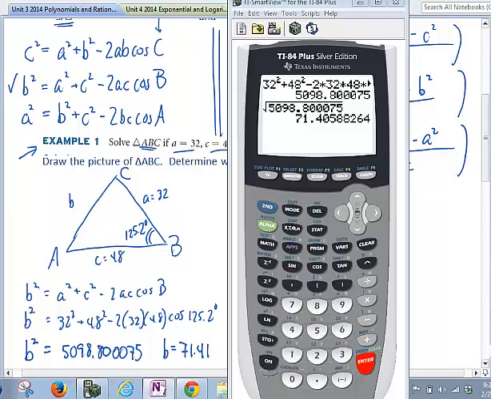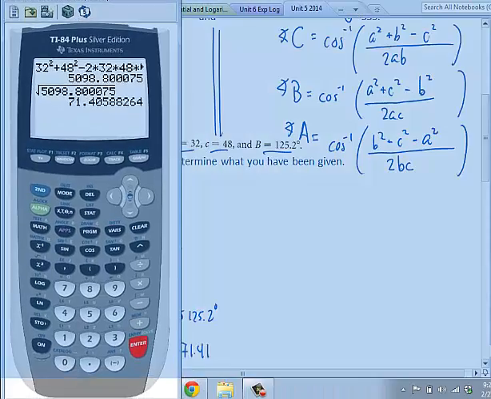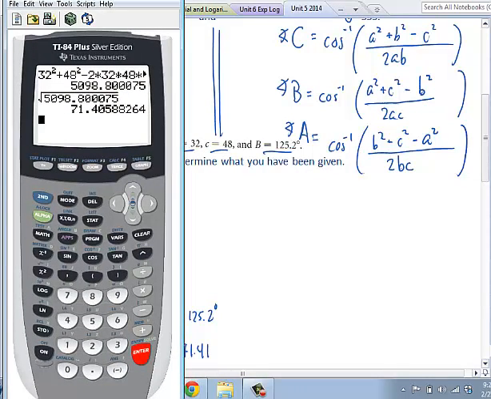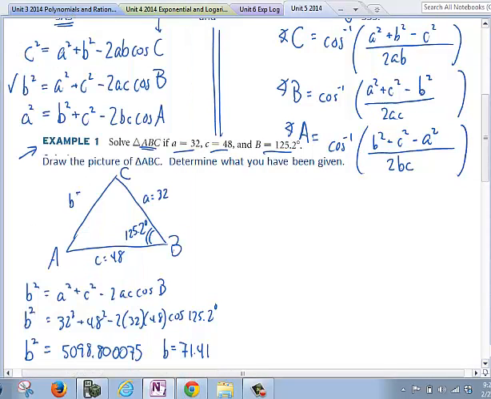71.41 units long. So now we know the third side. I'm going to put the calculator away. I'm going to put here, but in red, I'm going to put down 71.41. That will represent that that was a side that I calculated. Now I'm left with finding my two missing angles. I have angle A and angle C.